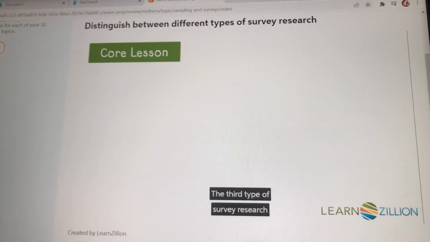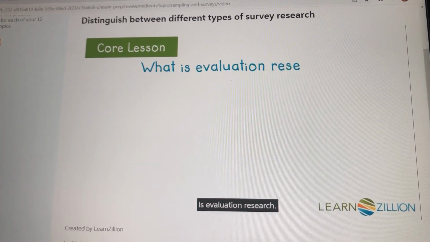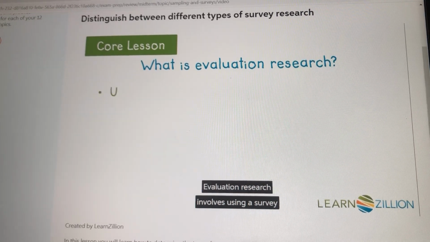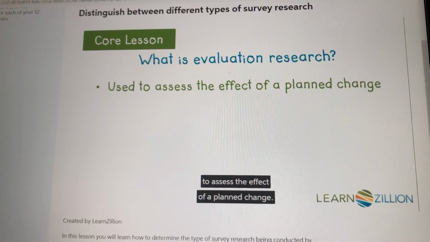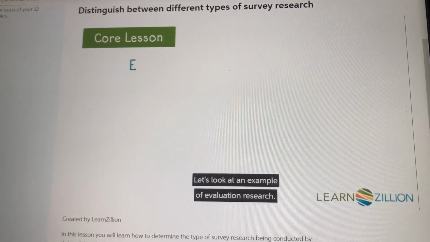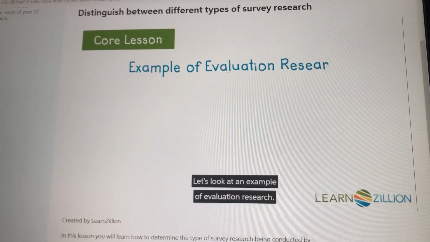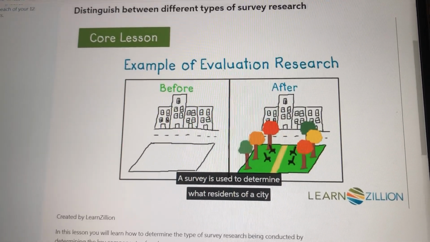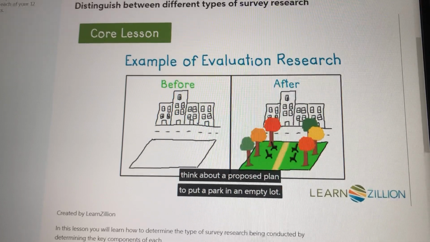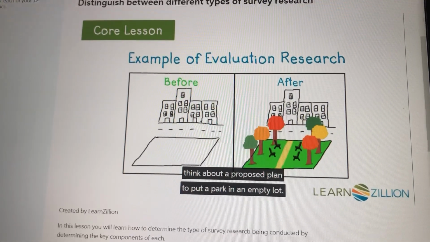The third type of survey research is evaluation research. Evaluation research involves using a survey to assess the effect of a planned change. Let's look at an example of evaluation research. A survey is used to determine what residents of a city think about a proposed plan to put a park in an empty lot.